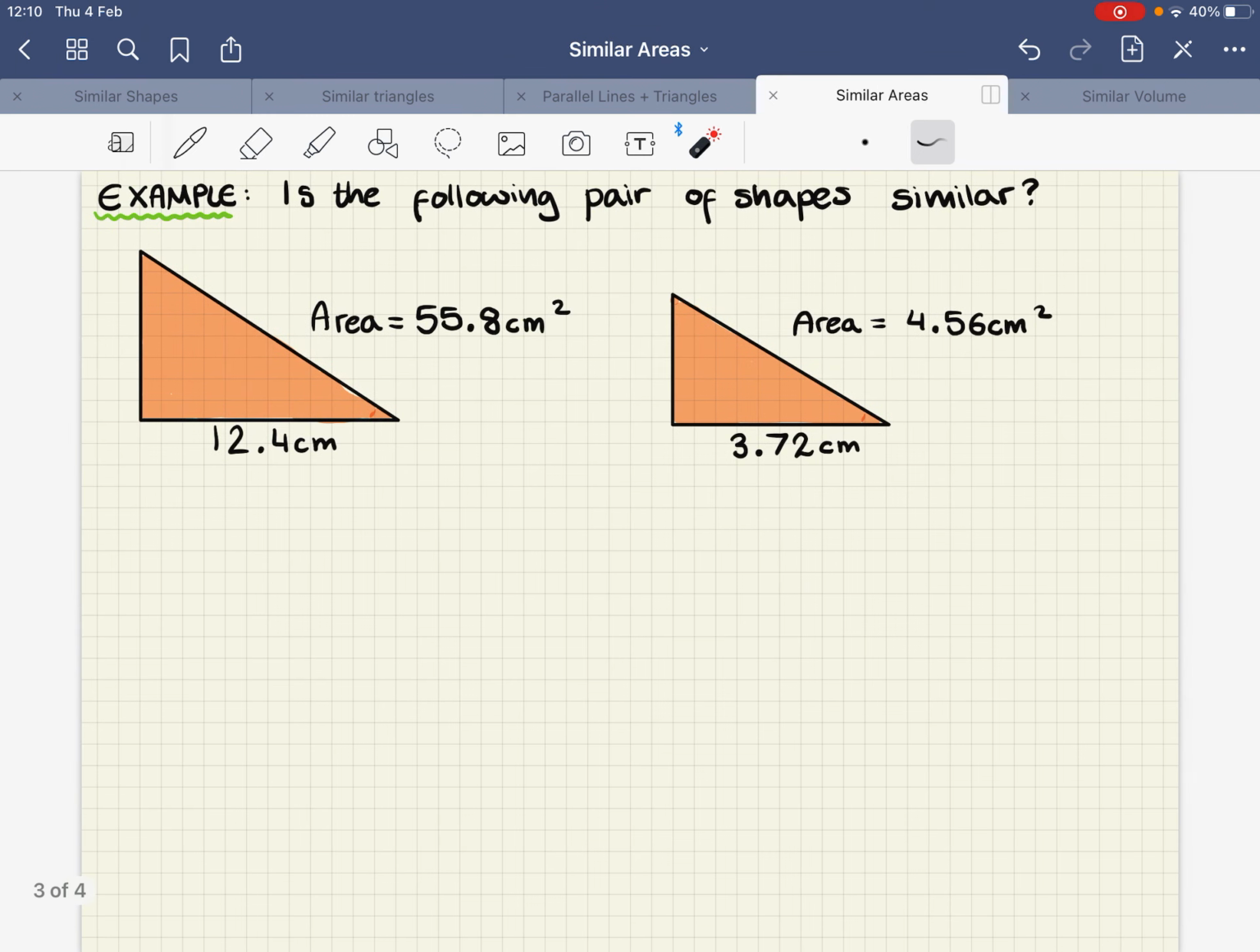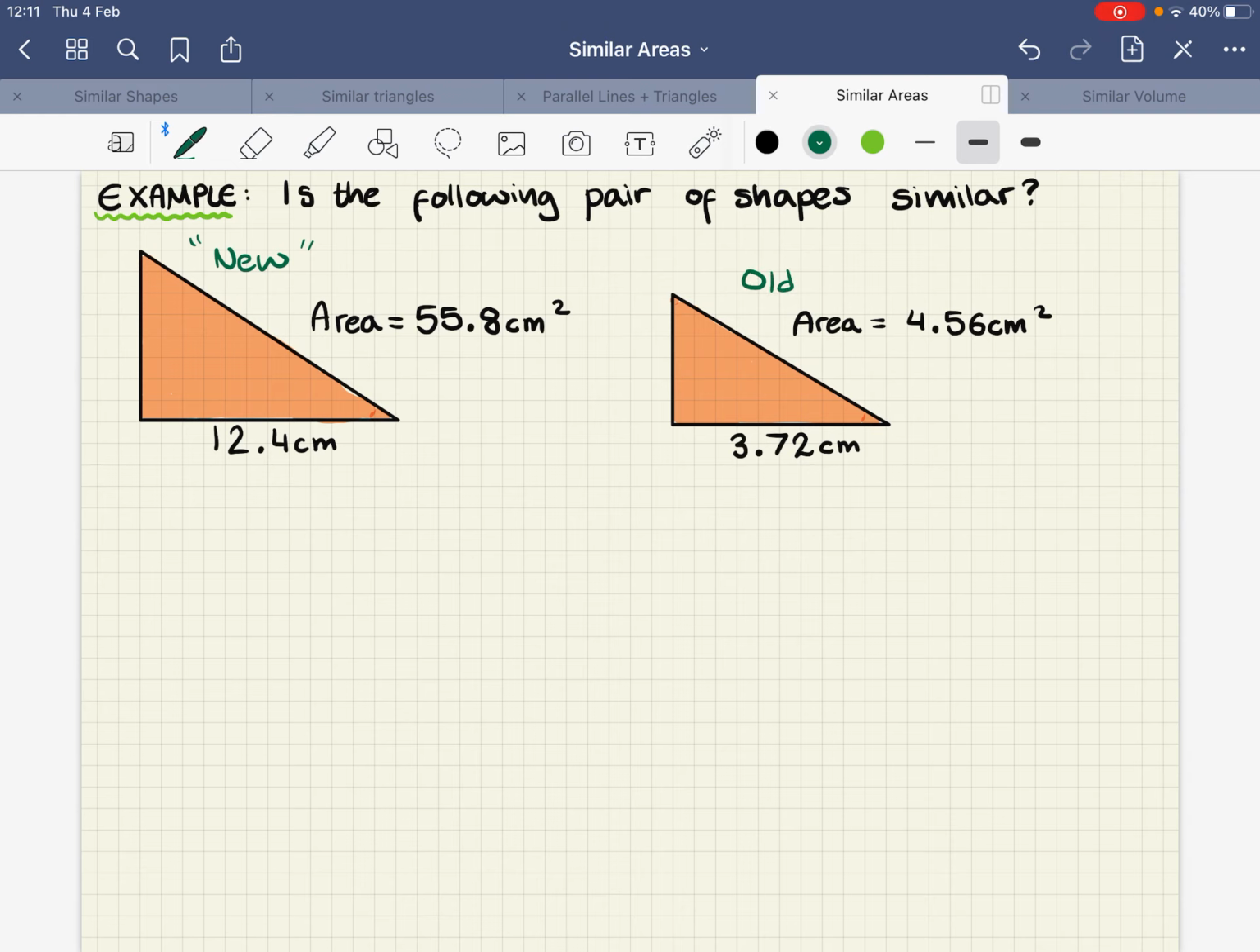Okay, so the next type of example. This time, we are being asked, are the following pair of shapes similar? So, I've got these two triangles here, and I want to prove whether or not they are similar. So what I'm going to do, I'm essentially going to ignore one of my areas, and I'm going to follow through my question as normal. Typically, I often make my new shape, whatever one is my larger one.